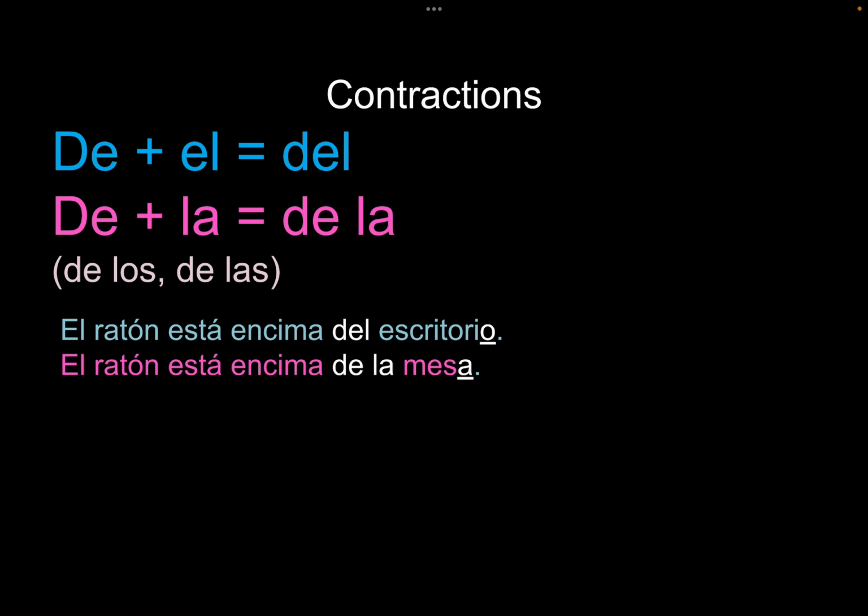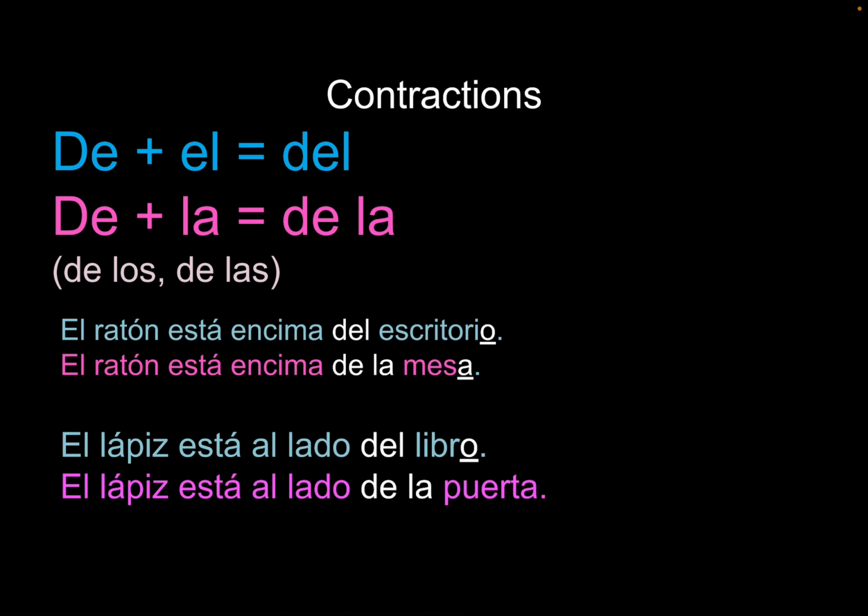So if you look right here, the mouse is on top of the desk. Desk is masculine, so they don't want you saying de el escritorio. You have to say del escritorio. But like here on the next one, the mouse is on top of the table. De la, that's fine. It's smooth. They just want you to leave it alone. Or here, the pencil is next to the book. Book is el libro. They don't want you saying de el libro. Just say del libro. That contracts. But like la puerta, that's feminine, then you just leave it alone. De la puerta. The pencil is next to the door.